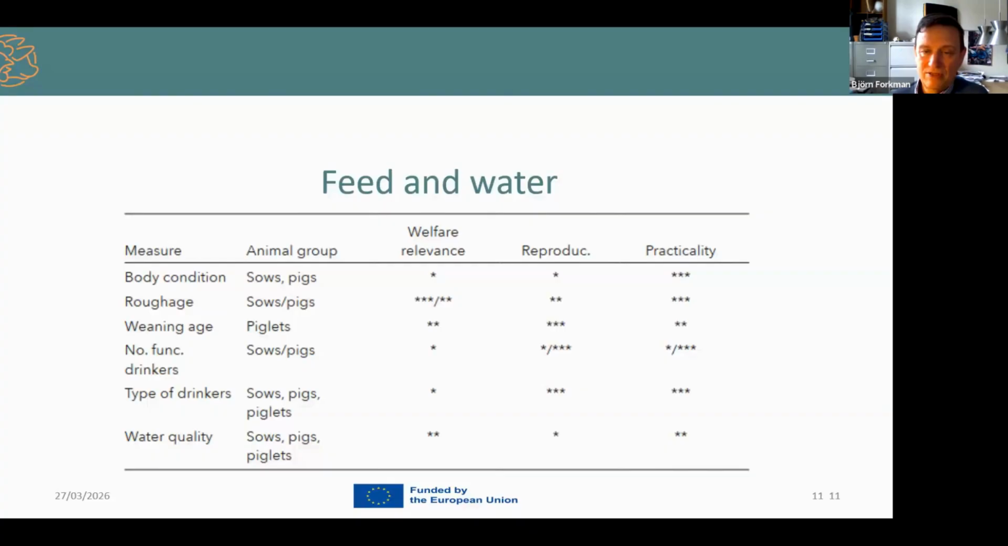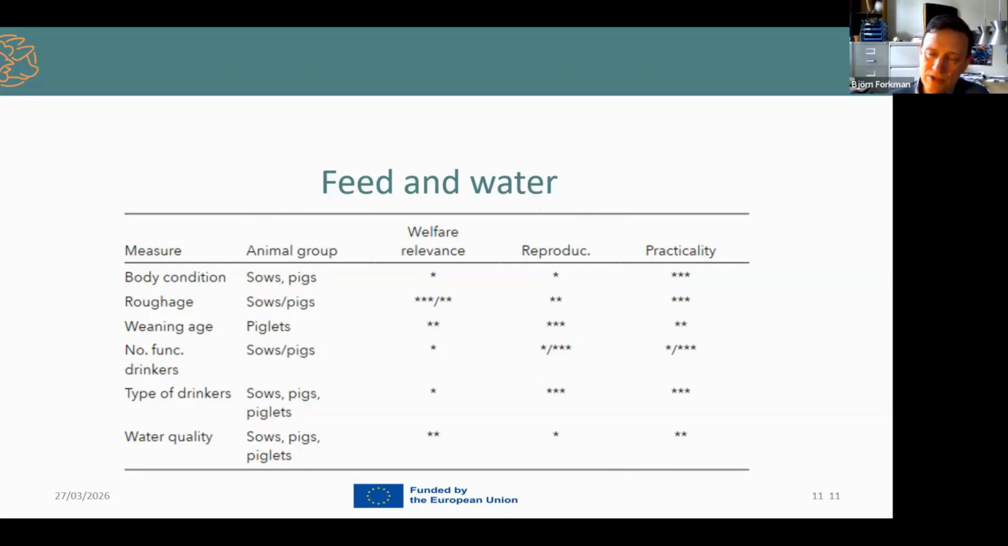Number of functioning drinkers, poor relevance. Type of drinkers, poor relevance, but of course it's easy to observe. And water quality, that's important. It's very hard to assess. It's a practical measure in the sense that it's easier to go out and look at the water. But you will not agree on what is dirty water and what is not dirty water. That's a difficult one, unless it's in the extreme cases, of course.